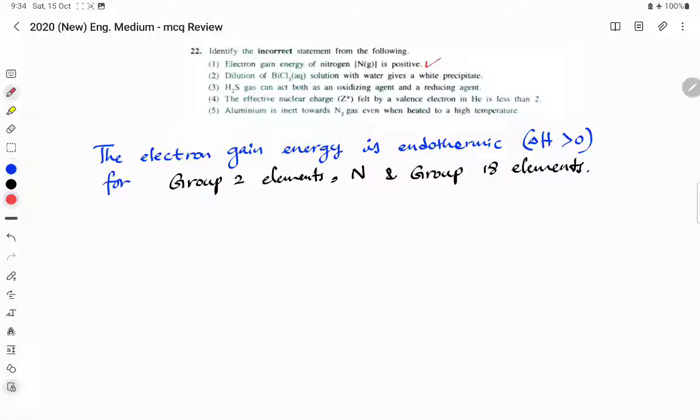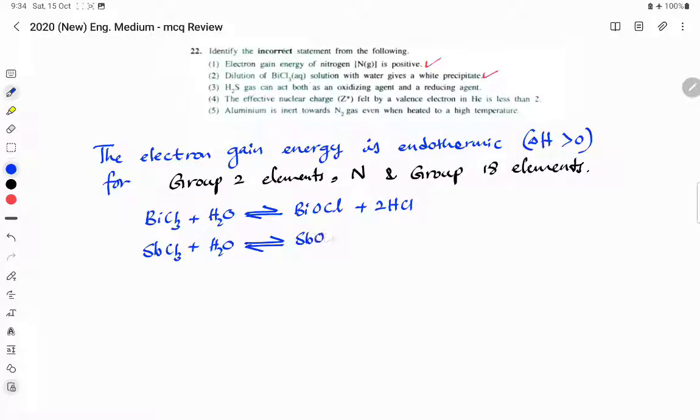Okay, the second statement, the dilution of BiCl3 solution with water gives a white precipitate. That is also a true statement. There are two compounds like that, BiCl3 and SbCl3. Both of these compounds hydrolyze to give a white precipitate, and both are reversible reactions. Here we get BiOCl plus 2HCl, and this gives SbOCl. This is a white precipitate, this is also a white precipitate. Most of the time they are called milky precipitates.